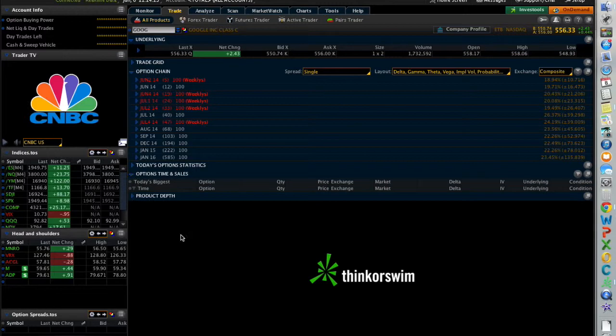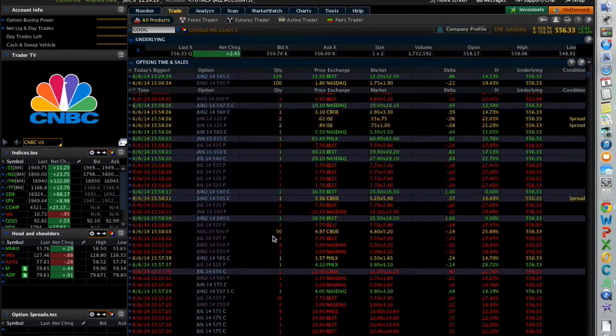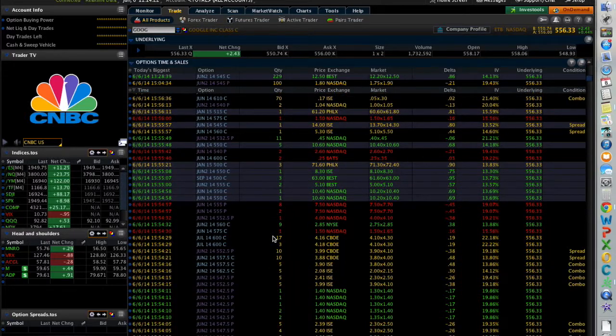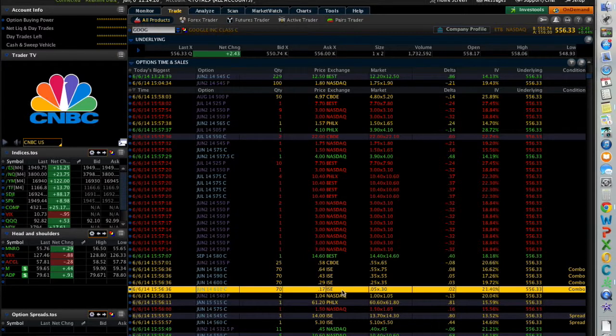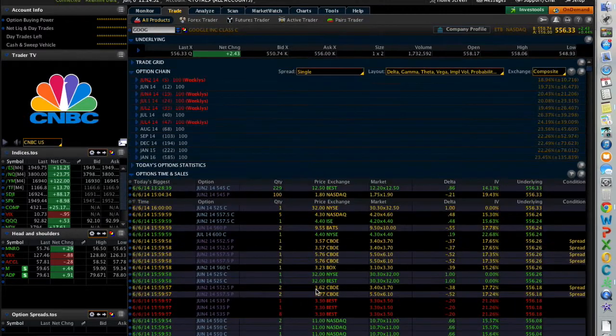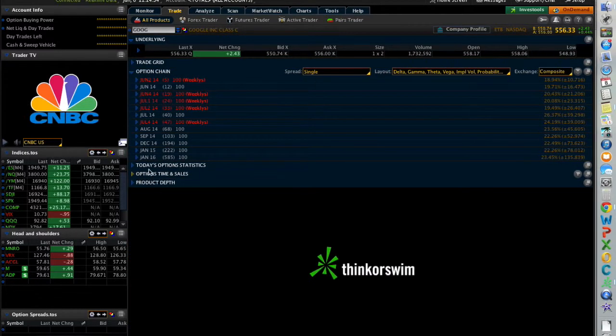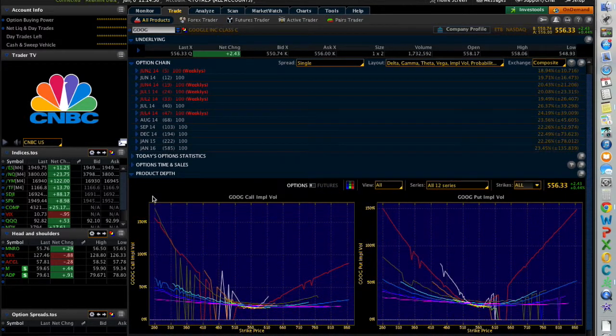Moving on, option times of sales. This would be relevant during the regular market, but you could check to see how much is traded, like 70 shares of the June 14 610 calls. I don't use this. I look at the option statistics and product depth. These are the only things I really look at.